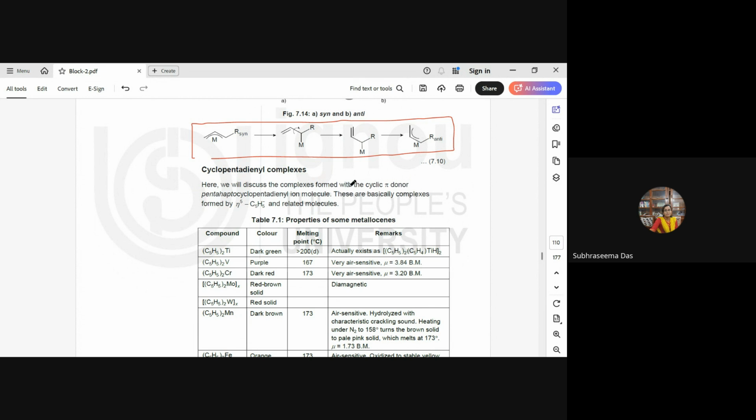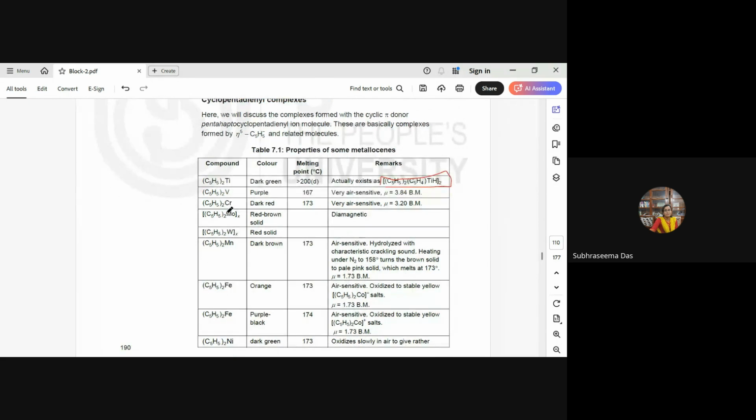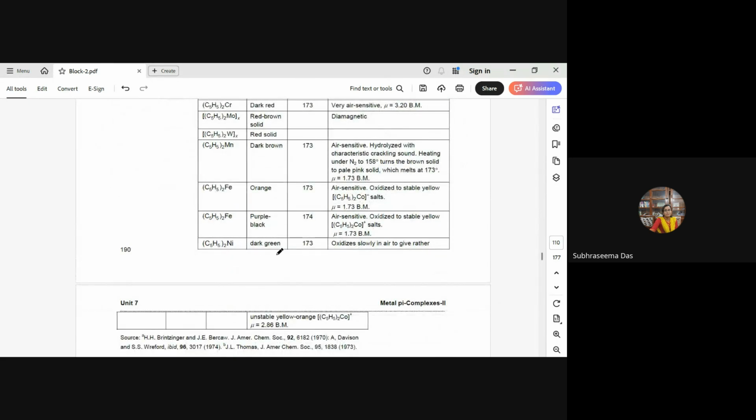Here we will discuss the complexes with the cyclic pi donor pentahapto cyclopentadienyl molecule. These are mostly complexes formed by the Cp molecule, that is the cyclopentadienyl, represented as C5H5 minus. The compound Cp2Ti is dark green and it also exists in a form like this. Some of the known metallocene compounds are shown here.